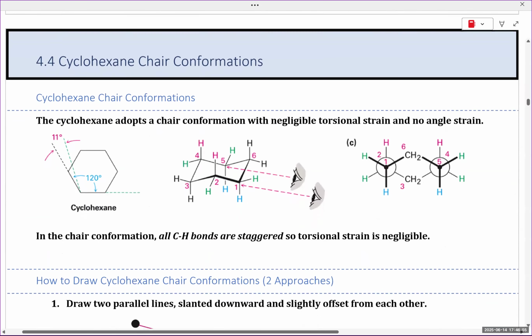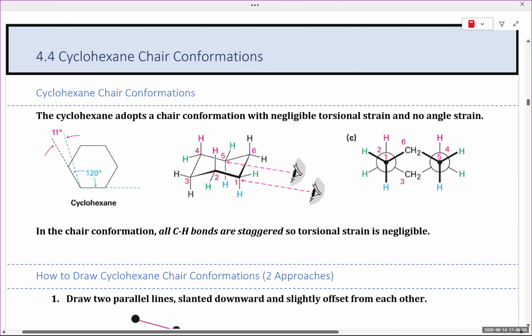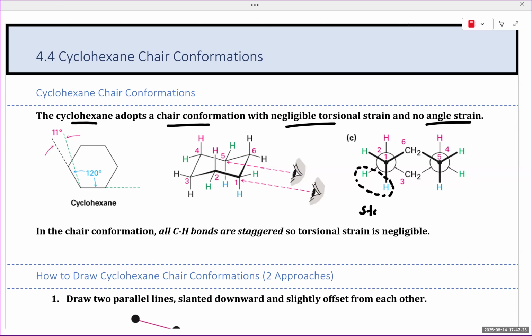Let's talk now about cyclohexane, which is one of the more famous cycloalkanes, and it's going to be the topic of a lot of discussion in this chapter. Cyclohexane adopts a chair conformation with negligible torsional strain and no angle strain. Part of the reason cyclohexane exhibits such low torsional and angle strain is that in the chair conformation, all of the carbon-hydrogen bonds are staggered, so torsional strain is negligible. This is why cyclohexane adopts this so-called chair conformation. It ensures minimal eclipsing interactions because all of your substituents are staggered.